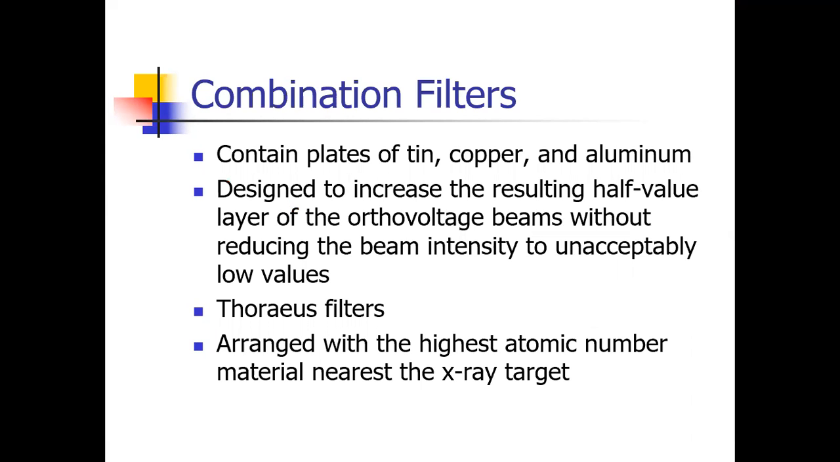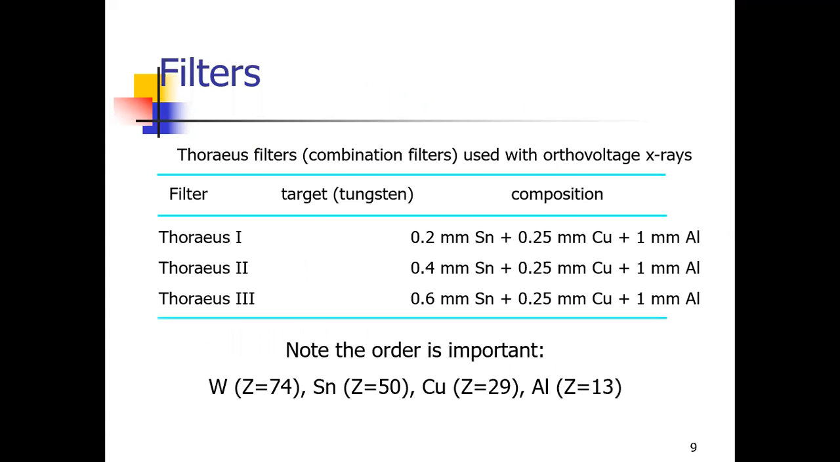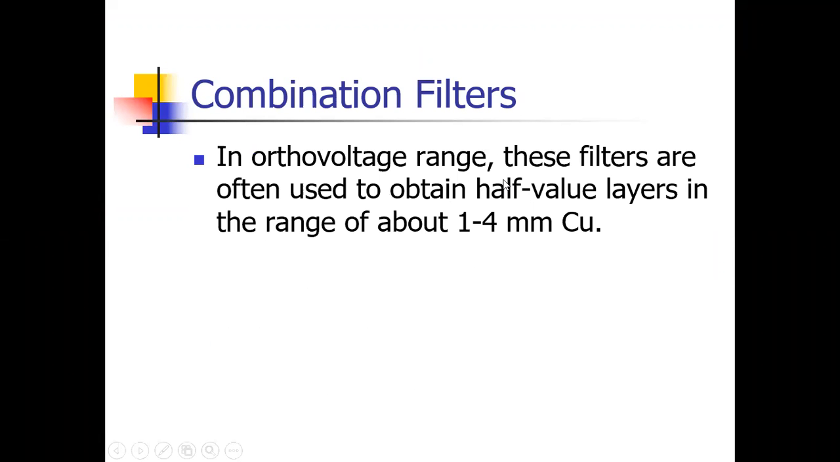Combination filter, so you can contain plates of tin, copper, and aluminum, mix and match, accessorize, that kind of thing. It's designed to increase the resulting half value layer of orthovoltage beams without reducing the beam intensity to unacceptably low levels. You've got Thoraeus filters, arranged with the highest atomic number material nearest the X-ray target. So in the orthovoltage range, these filters are often used to obtain half value layers in the range of about 1 to 4 millimeters of copper.